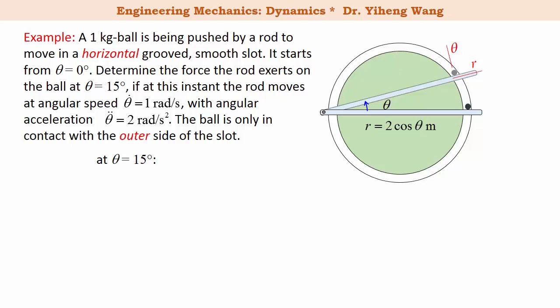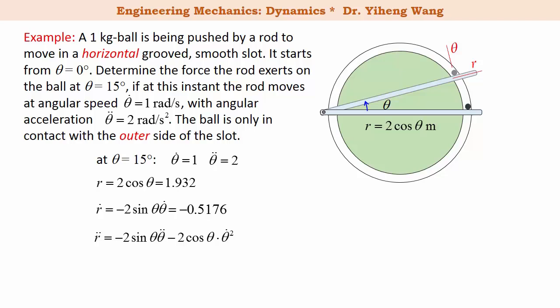At theta equals 15 degrees, theta dot is given as 1 radian per second. Theta double dot, the angular acceleration, is 2 radians per second squared. Therefore, r equals 2 cosine theta, which is 1.932 meters. r dot equals this, which is negative 0.5176 meters per second. r double dot equals this, negative 2.967 meters per second squared. Therefore, the radial and transverse accelerations can be evaluated by these two equations to be these values, both in meters per second squared.